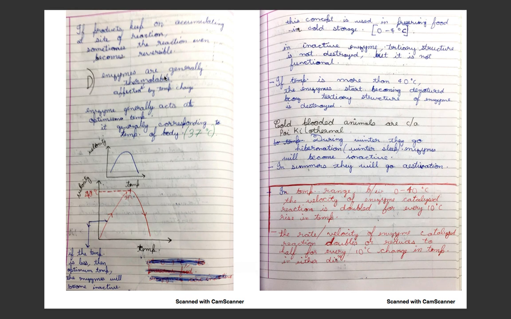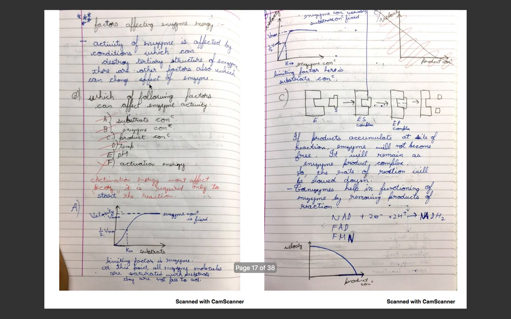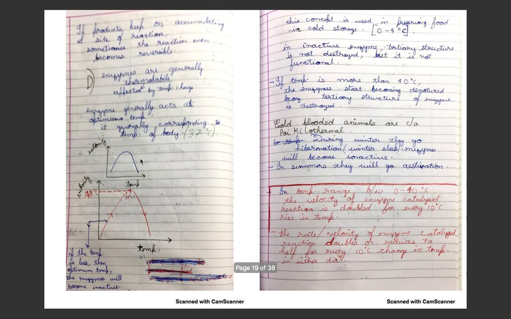Next, if the product keeps on accumulating at the site of reaction, then sometimes the reaction even becomes reversible. Now D, that is temperature. Temperature has a very big effect on this. Enzymes are generally thermolabile, that is, affected by temperature. Enzymes generally act at an optimum temperature, which generally corresponds to the temperature of the body, that is 37 to 40 degrees Celsius.